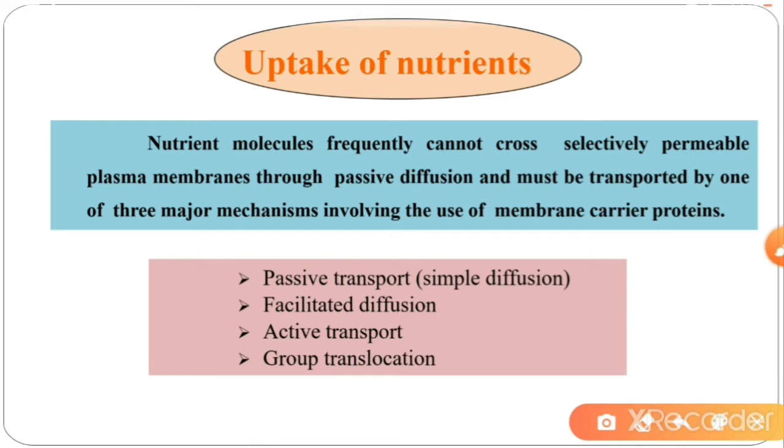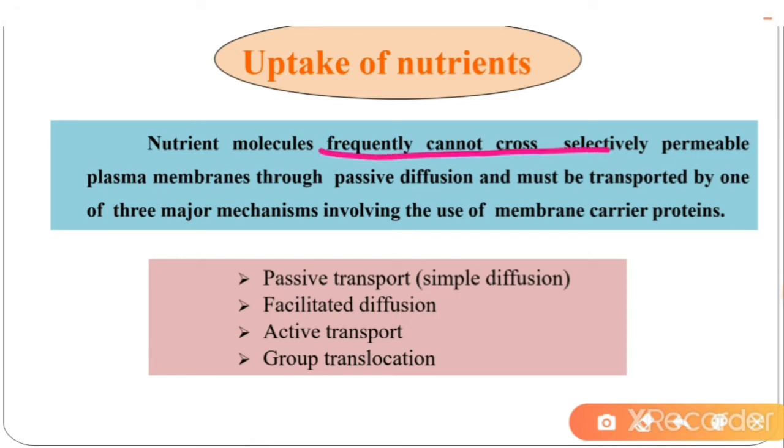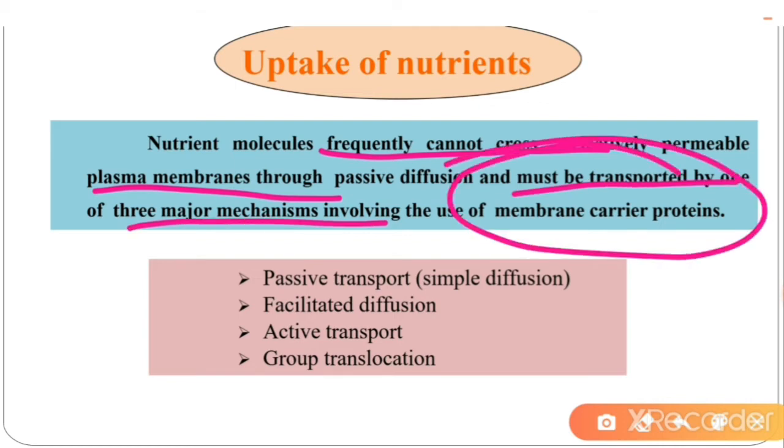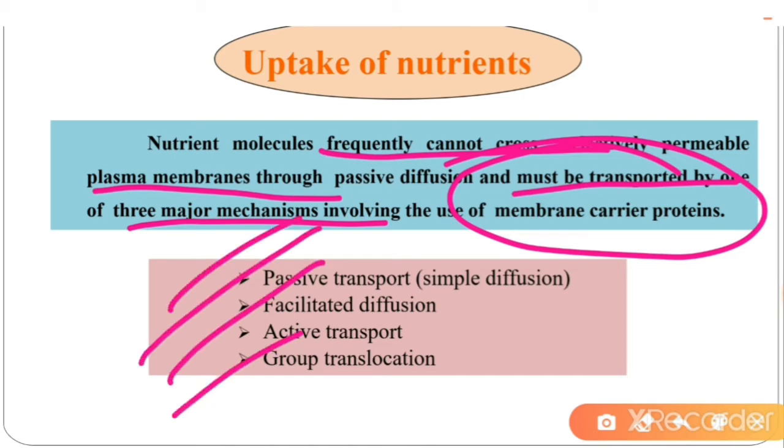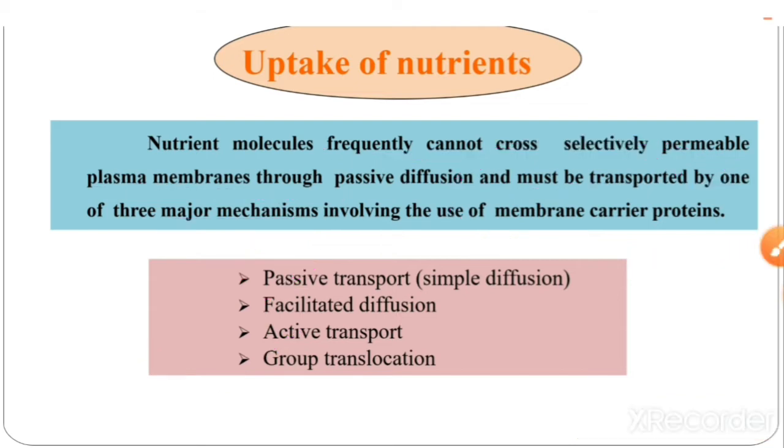Now, nutrient molecules frequently cannot cross the selectively permeable plasma membrane through passive diffusion and must be transported by one of three major mechanisms involving the use of carrier proteins. That is passive transport, facilitated diffusion, active transport, and group translocation. Mostly, the transportation of nutrients inside the cell occurs by these four ways.